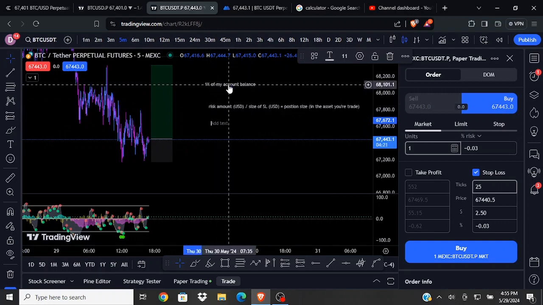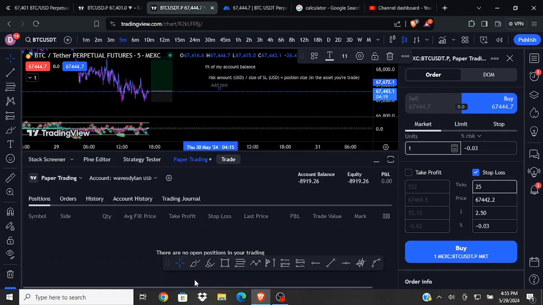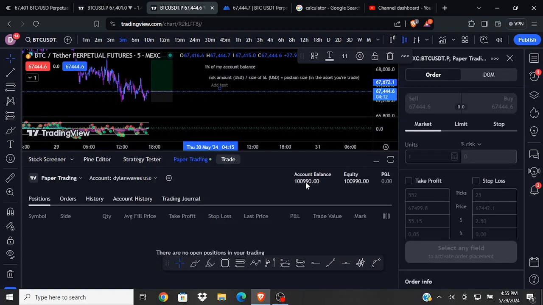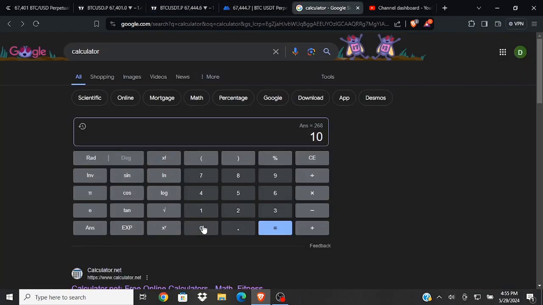Well, if I'm risking 1% of my account, if I go down to paper trading, well, this account is negative $9,000. So let's not use this one. Let's use the account that has some money in it. And here we have $100,990. So if we go to the calculator, we'll type in 100,990 multiplied by 0.01 to get 1% of it, which is $1,009.90.